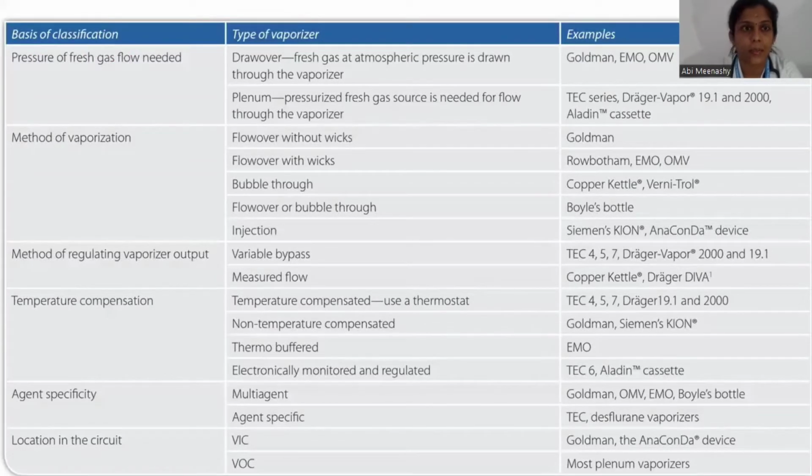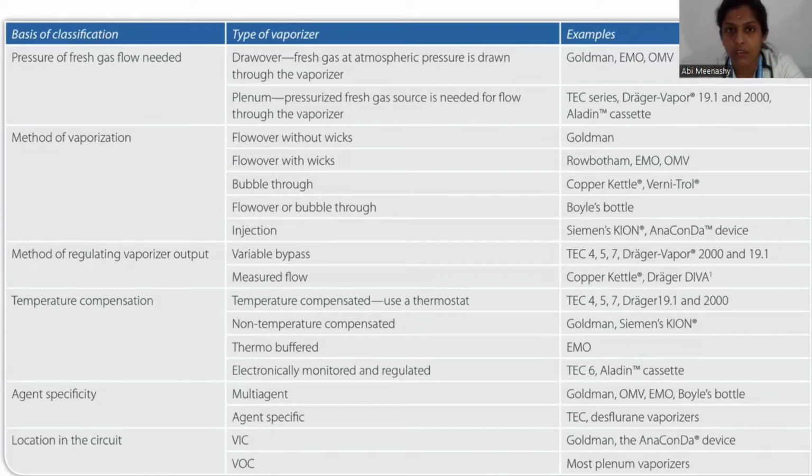Okay, this is the classification of the vaporizer. According to the pressure of fresh gas flow needed, it is divided into draw over and plenum vaporizer. In draw over, fresh gas flow at atmospheric pressure is drawn through the vaporizer. So the surrounding atmospheric pressure is facilitating the fresh gas flow. In plenum vaporizer, the pressurized fresh gas flow is needed for the flow through the vaporizer. So in draw over, the fresh gas flow is sucked up and drawn into the vaporizer. And in plenum vaporizer, we are pressurizing the fresh gas flow to flow through this vaporizer.